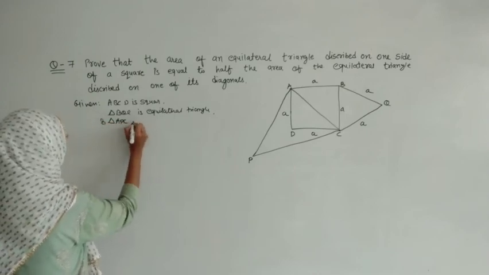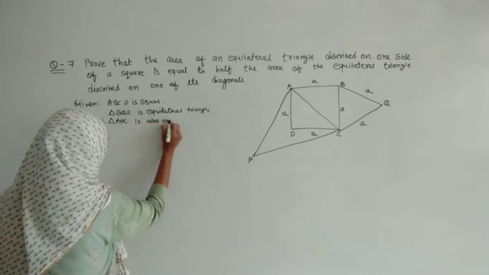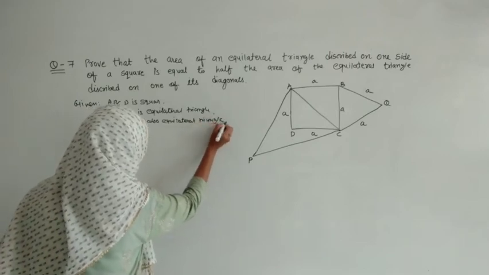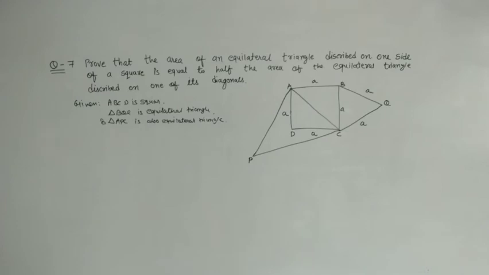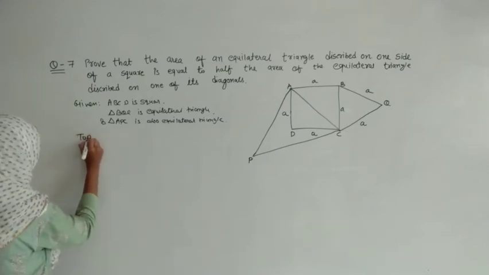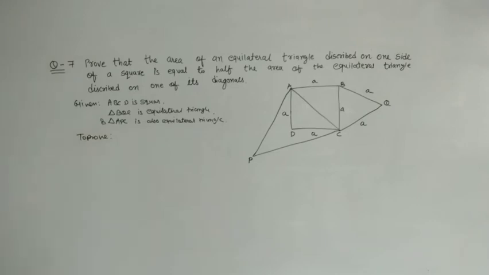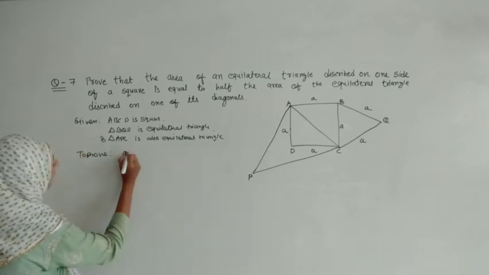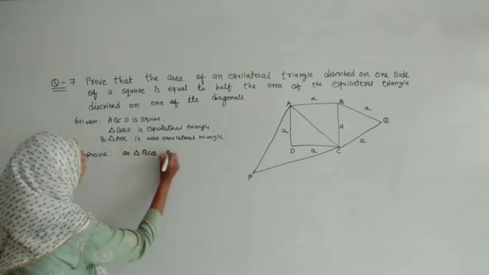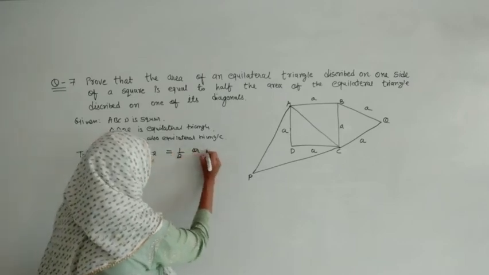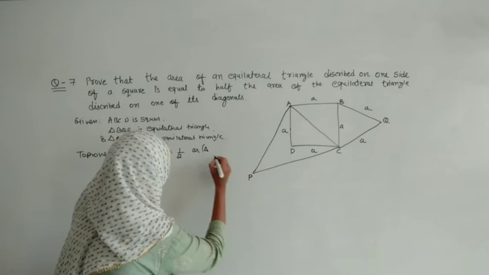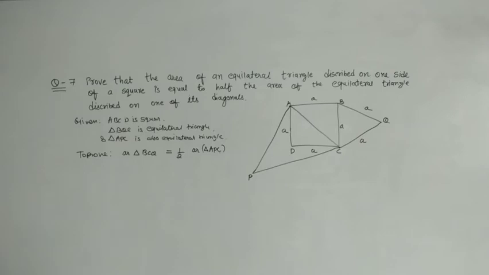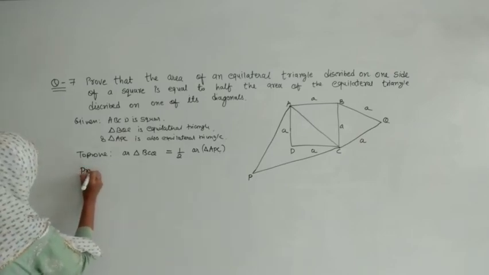Triangle APC is also an equilateral triangle. Right, so here let us write what we have to prove, and that thing is very important for us. We will begin our proof: the area of triangle BCQ will be equal to half of the area of triangle APC. Now we will use an easier method to prove it. Let us begin our proof.